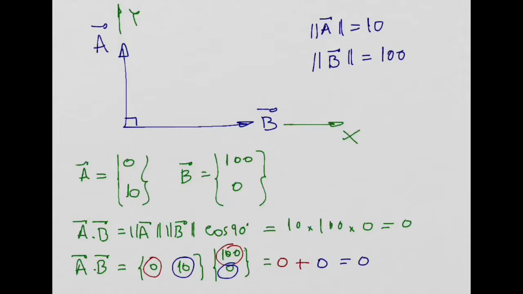And from this example, you can also see the meaning of the dot product. The dot product is basically the projection of one vector in the other vector's direction. As you can see in this example, when I do the dot product of A with B, what I'm doing is projecting vector A in the B direction. And as you can see, they are perpendicular, right? So that projection should be 0.